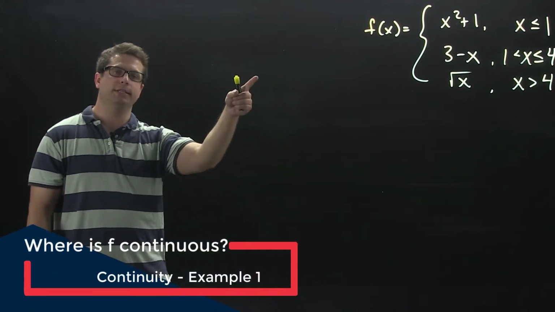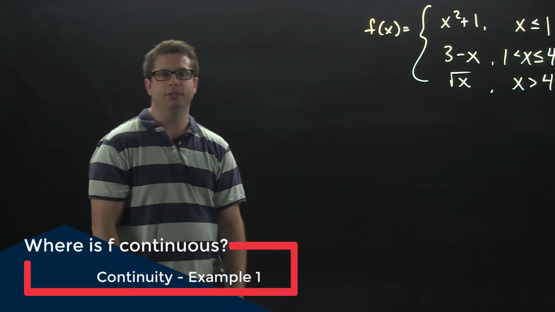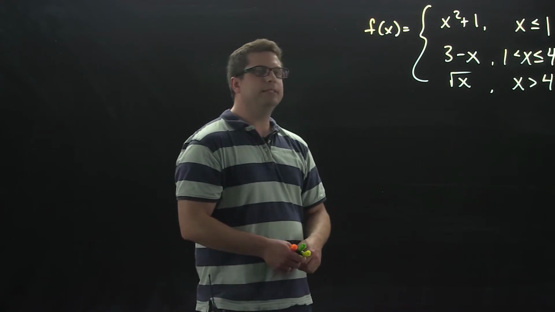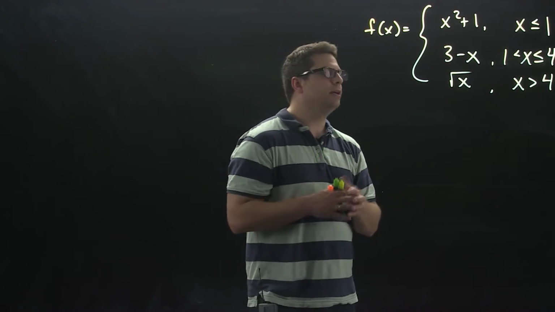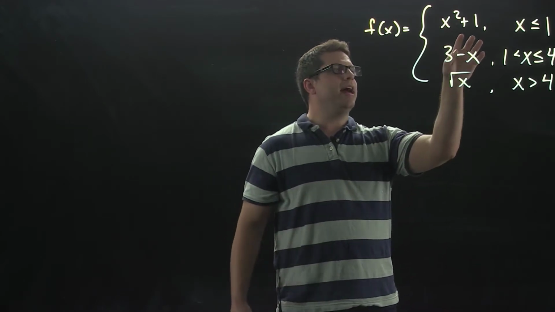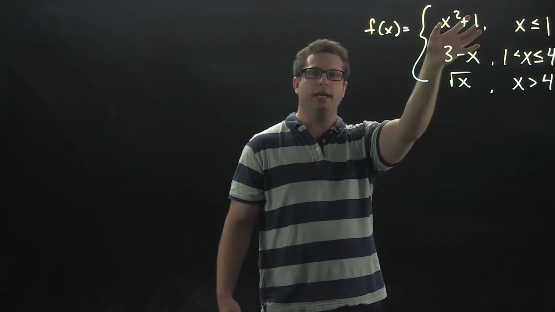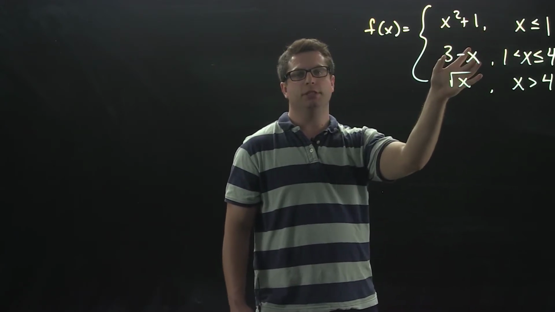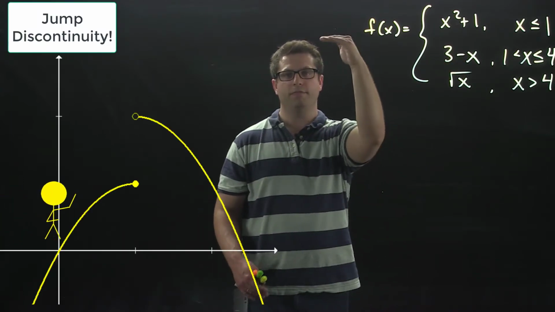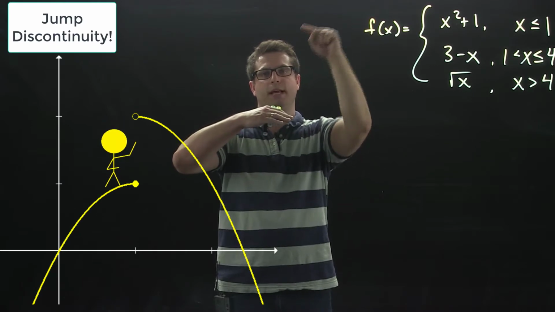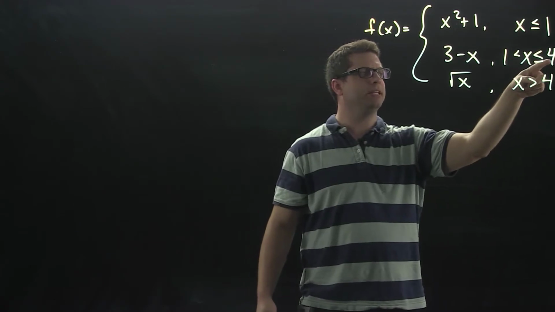In this video, we're going to take a look at where this function f of x is continuous or not continuous. This function is made up of three pieces, so it is a piecewise function. Let's take a look at the obvious parts first. We have a jump point at 1, meaning that we are going to jump from one function, the x squared plus 1, to the other function. And we have this possibility for a jump discontinuity, where one function and the other function don't meet, and you'd have to jump from one to the other. We're also going to have that possibility at x equals 4.